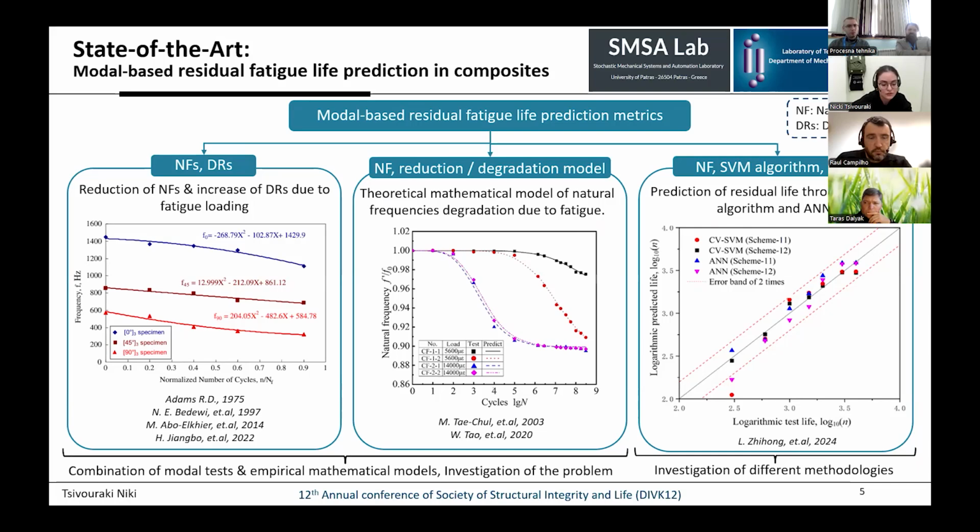The model-based residual fatigue life prediction metrics have three main subcategories. Firstly, examining the natural frequencies and damping ratios behavior with increasing number of cycles. Secondly, examining the natural frequencies behavior using theoretical mathematical models to capture in more detail their exact experimental model response. And thirdly, a combination of methods, natural frequencies, SVM algorithms, and artificial neural networks to assess the residual fatigue properties. The first two methods combine model tests and empirical models attempting to investigate the problem, while the last one combines and compares different methods attempting to evaluate them.